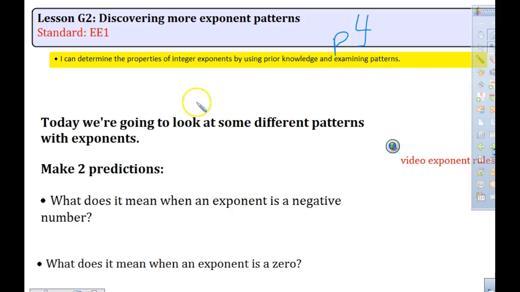Prior knowledge in examining patterns. So today we're going to look at two different patterns. I would like you right now to make a prediction. So they are asking you to predict, what do you think it means to have a negative exponent?